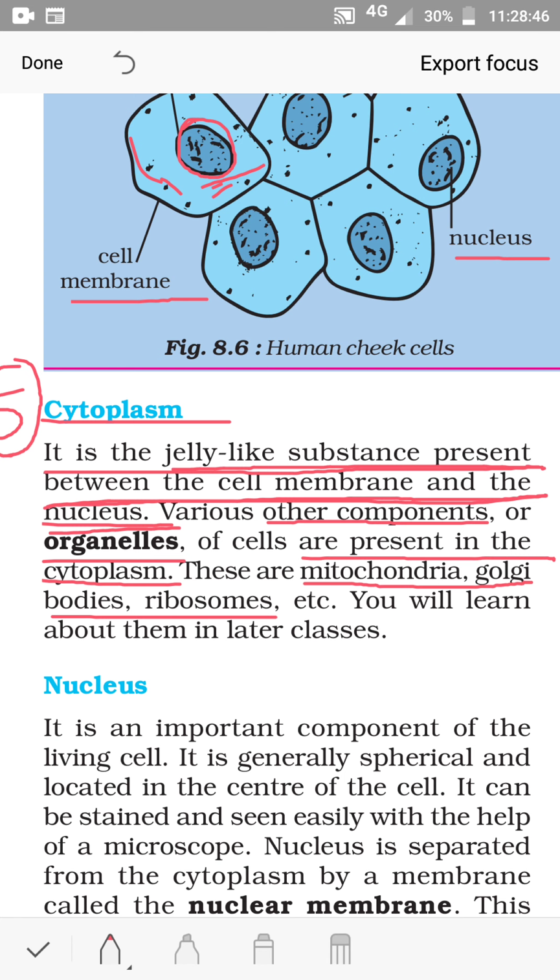And in this cytoplasm there are various cell organelles. And what are the cell organelles? For example, mitochondria, Golgi bodies, ribosomes, these are the cell organelles. You will learn about them in later classes. So today up to this much.